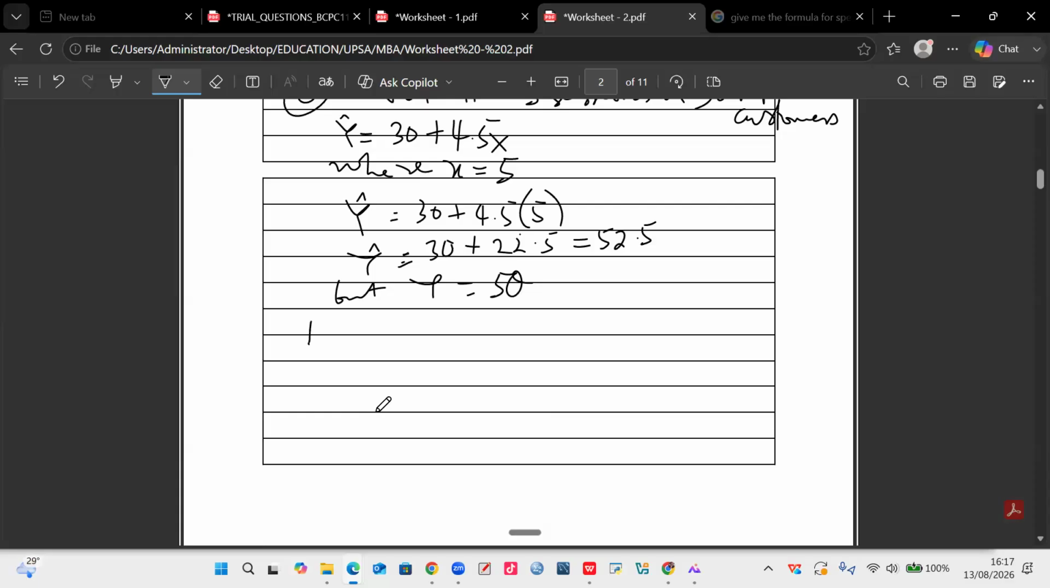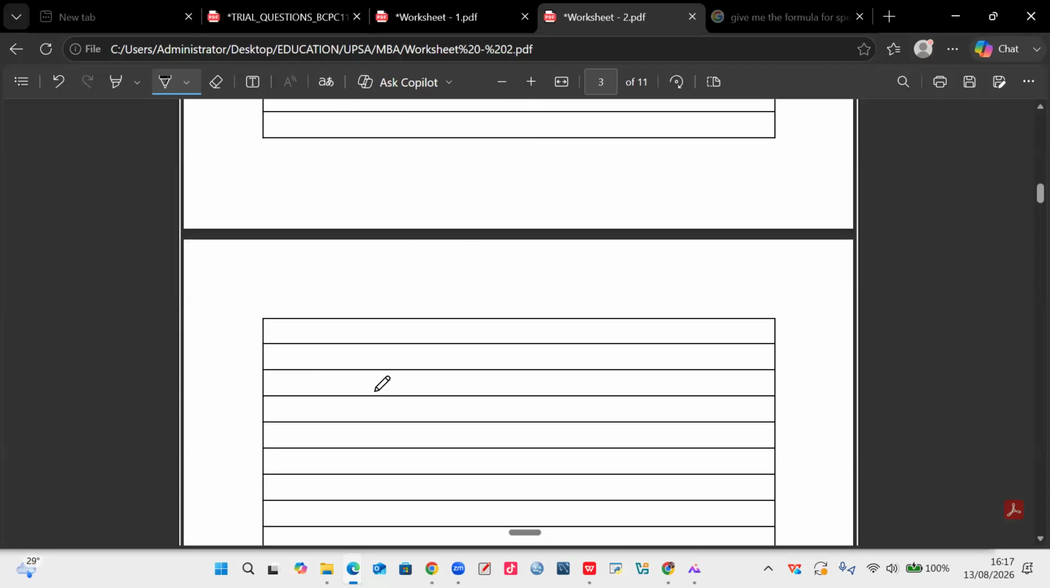Then we have residue or residual. Residual equals what? The actual minus the estimates. What is the actual? The actual is 50. Residual is what? 50 minus 52.5. So what do we have? Negative 2.5. Then we go to outlet I. Do you understand it's negative 2.5? Yes, I understand.